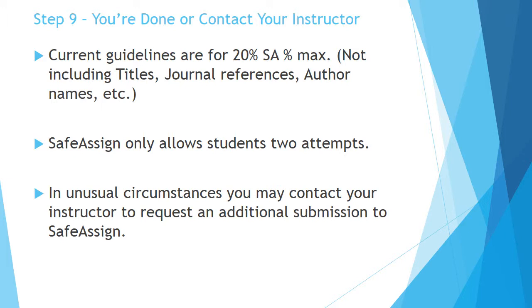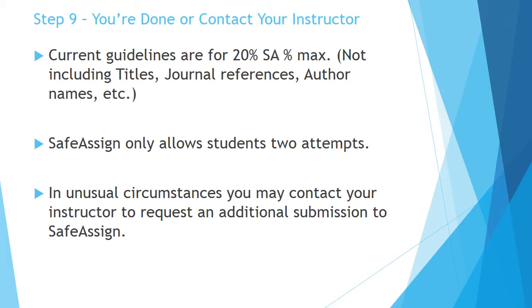So, now you're done. SafeAssign only allows 2 student attempts, a draft and a final. If something happens, and sometimes things do happen, I've had situations where the initial draft was identified as already in the SafeAssign database and their final draft came back as 100%. If things happen like that, contact me and let me know that you need another submission or you need me to submit it for you, or we'll work out some sort of an arrangement to make sure that you're not penalized for something that happens within the system.